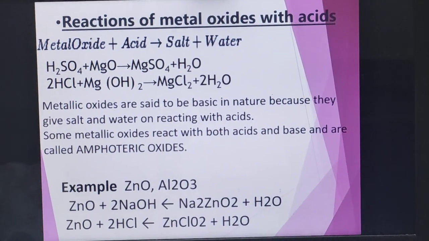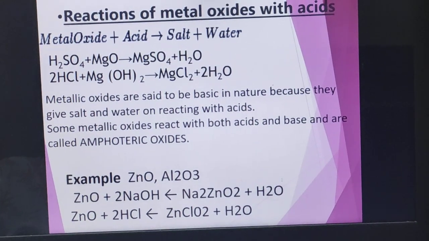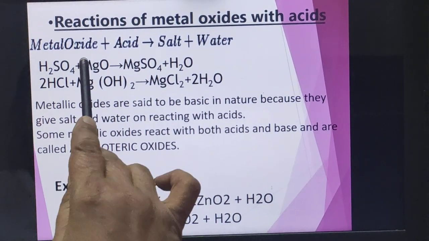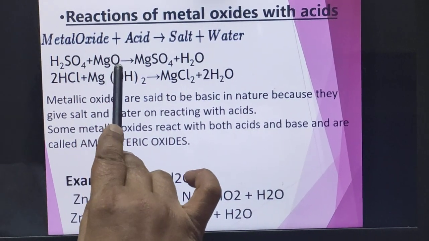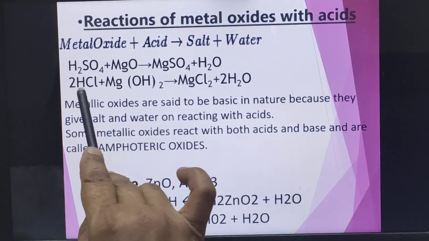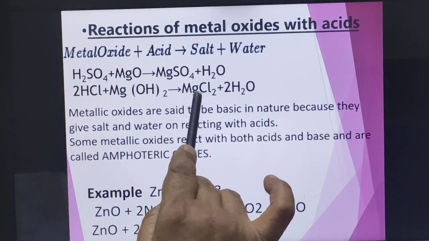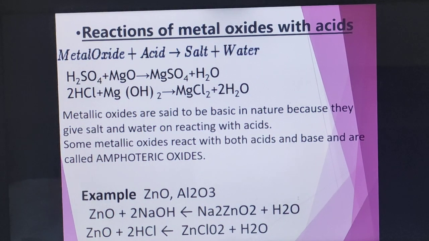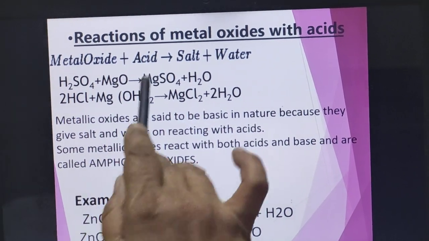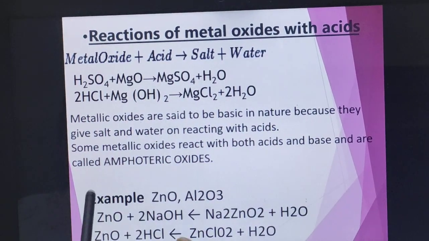Next is reaction of metal oxides with acids. When a metal oxide reacts with acid, it forms salt and water. H2SO4 reacts with MgO, it will give you MgSO4 plus water. In the same way, HCl will react with magnesium oxide. It will give you magnesium chloride plus water. Metallic oxides are said to be basic in nature because they give salt and water on reacting with acids.